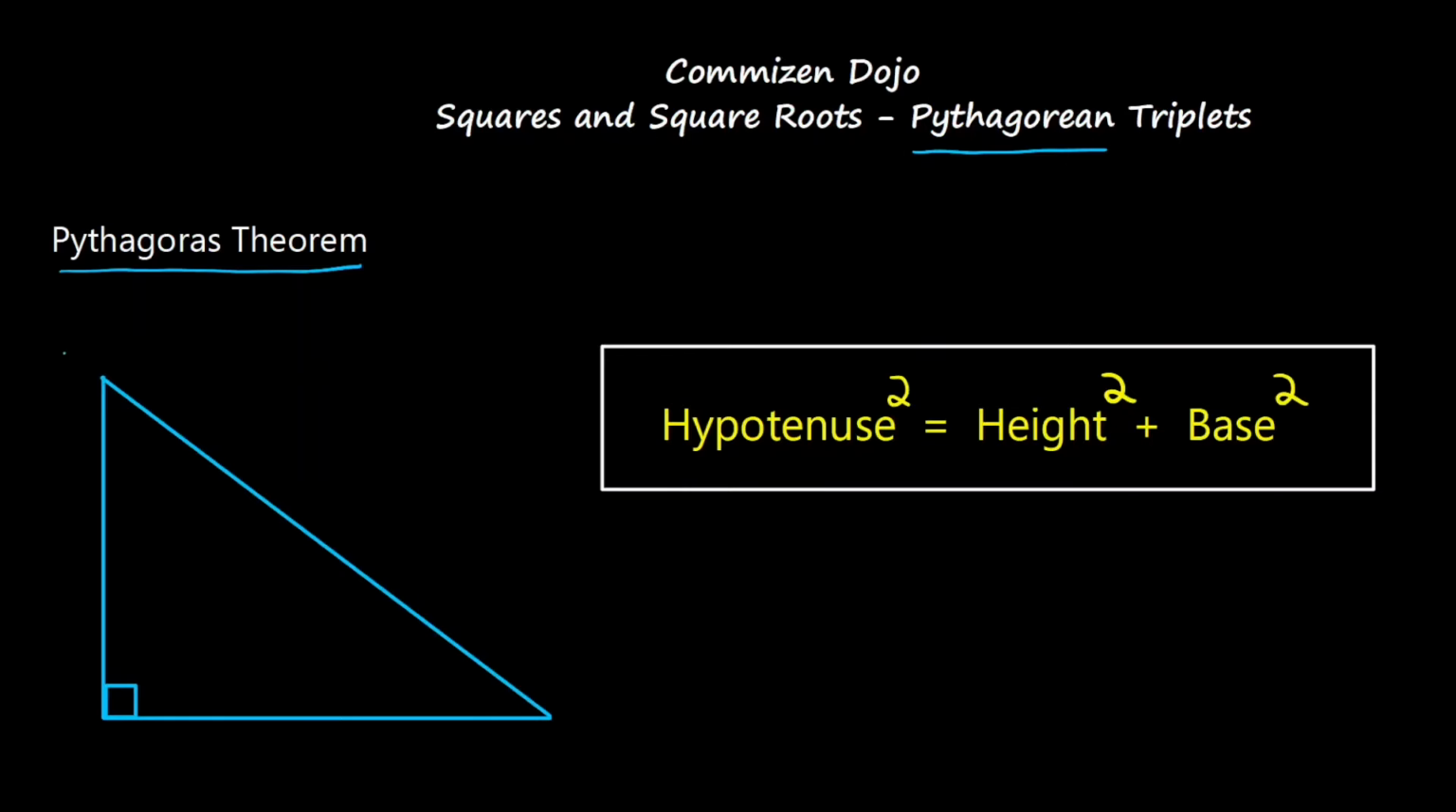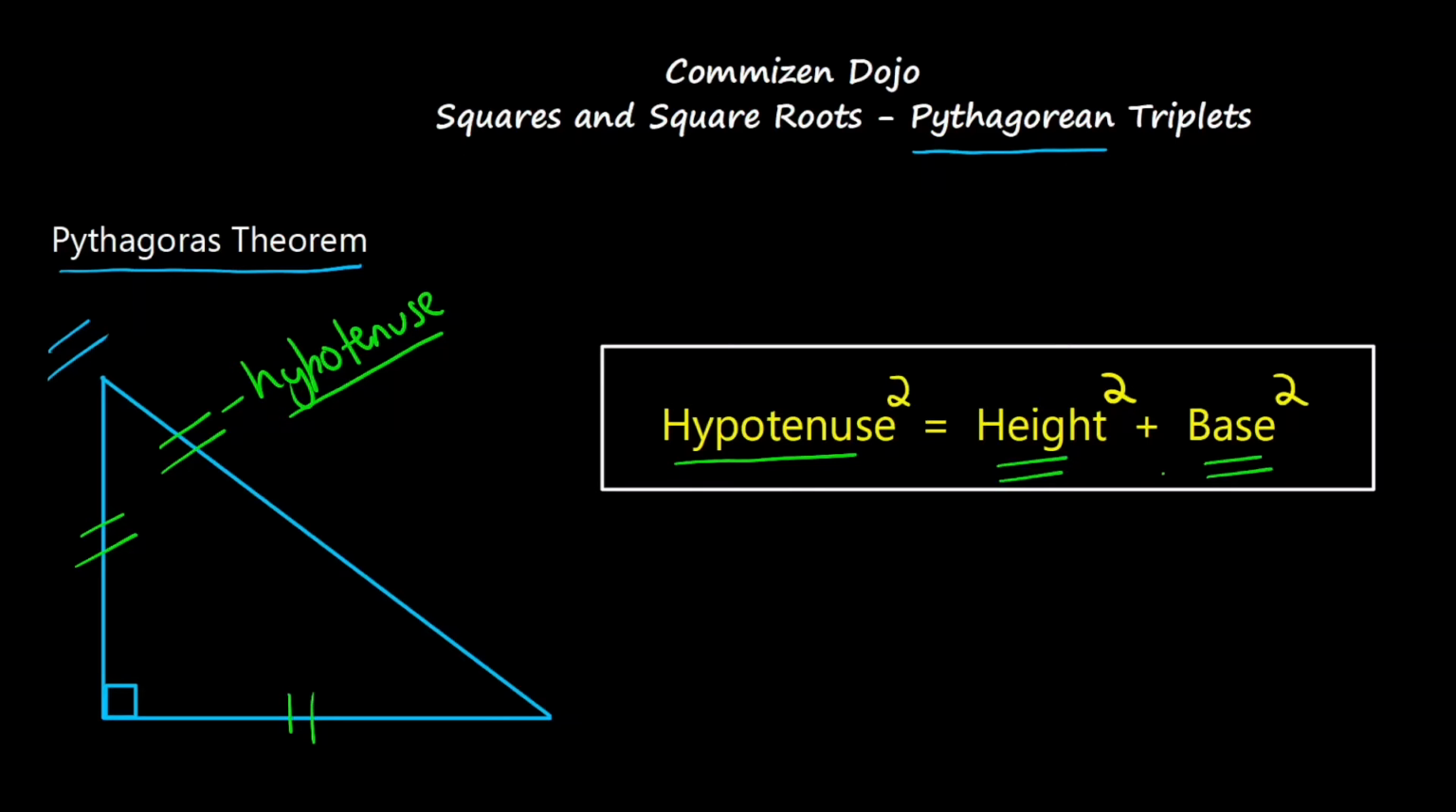Now, over here, I have a right angle triangle with me. In this right angle triangle, this is the longest side. And the longest side, my friend, is called the hypotenuse. So the hypotenuse is the longest side. And the remaining two sides are our base and the height. Now what the Pythagoras theorem states is that the square of the hypotenuse is equal to the square of the height plus the square of the base. This is what the Pythagoras theorem is all about.